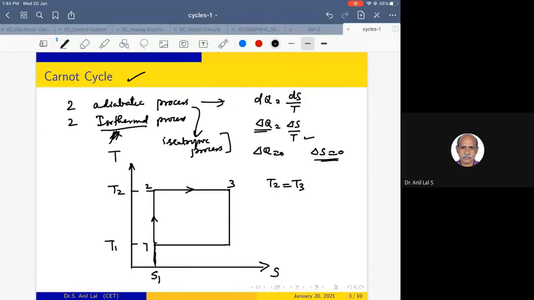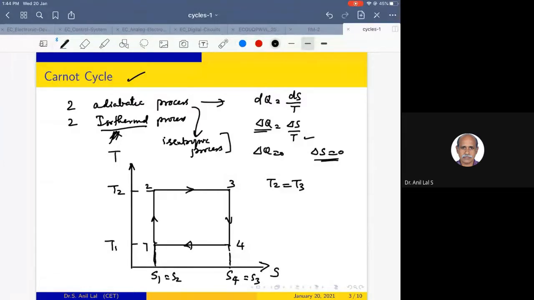And then there's 3-4, which is again isentropic. So you can write this as S3 equal to S4, and S1 is equal to S2. And there's another process, 4-1, which is isothermal, right?